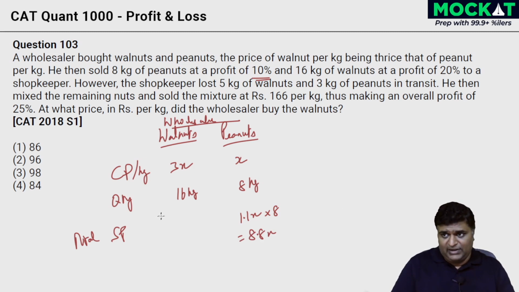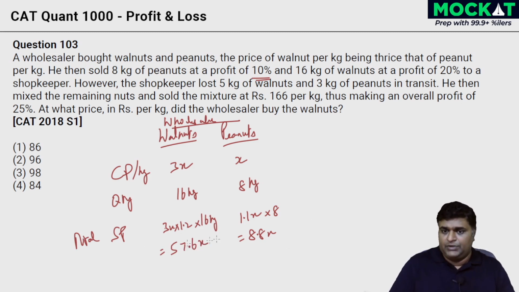Likewise, in the case of walnuts, it's 20% profit. So 3x into 1.2, that's 3.6x into 16 kg over here. Or you can do 3 into 16, that's 48. 48 into 1.2 is going to come to 48 plus 9.6, that's 57.6x.